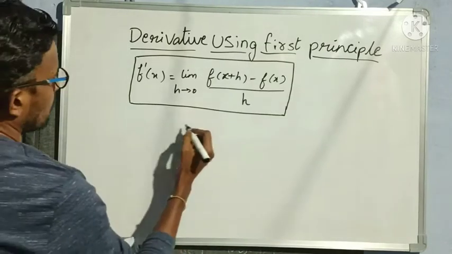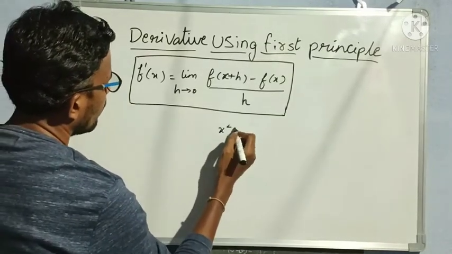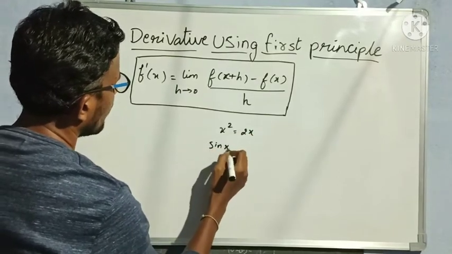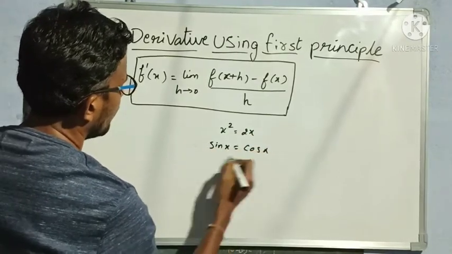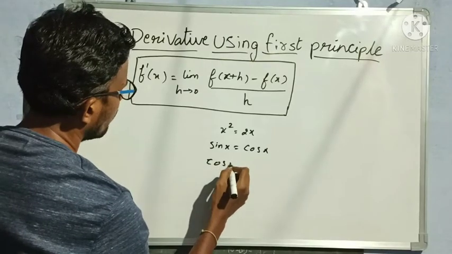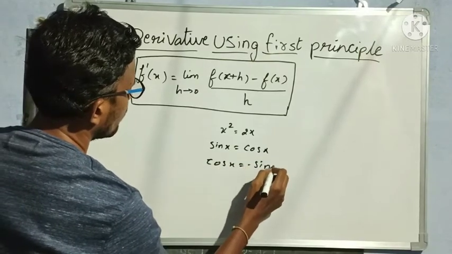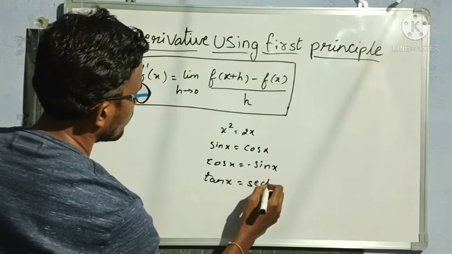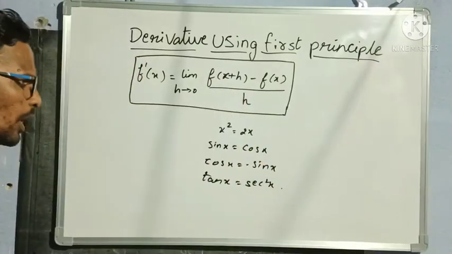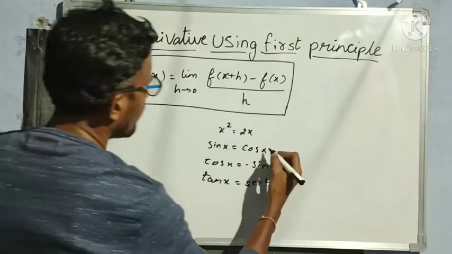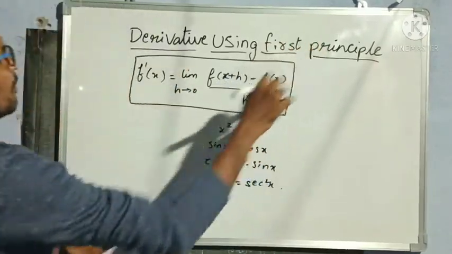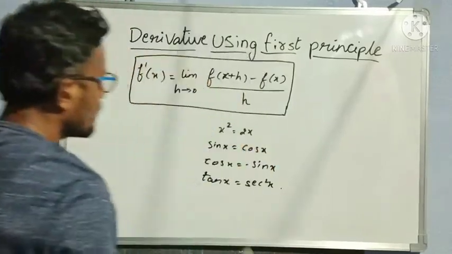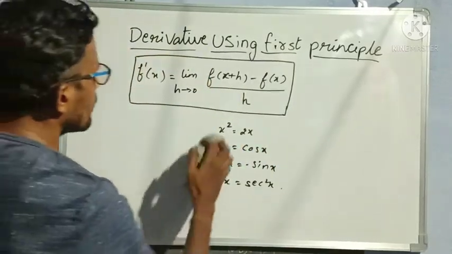Suppose, already we know that the derivative of x square is 2x, the derivative of sin x is cos x, the derivative of cos x is minus sin x, the derivative of tan x is secant square x, and so on. Okay, so let us see whether these are correct or not by using this first principle. First let us take x square and differentiate it by using first principle.